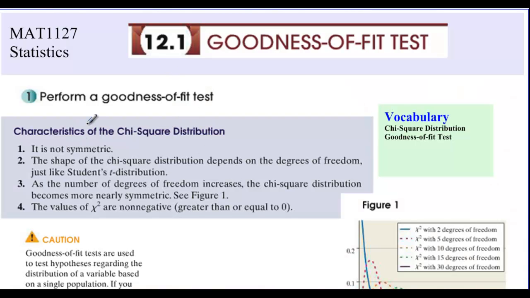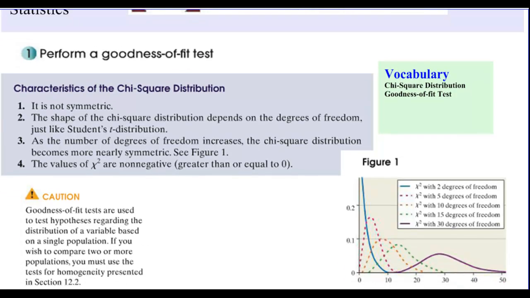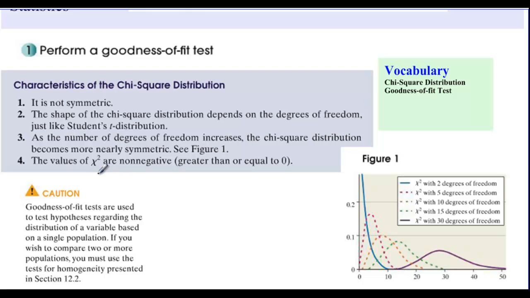So let's talk about some of the characteristics of the chi-square distribution. It's the chi-square distribution that we're going to be using for the goodness of fit test. The first thing to take note of is it's not symmetric. The shape of the chi-square distribution depends on the degrees of freedom, just like the student's t distribution. As the degrees of freedom increase, the chi-square distribution becomes more nearly symmetric, and the values of chi-squared are non-negative, greater than or equal to 0. But if you think about it, anytime you're squaring something, it's going to become positive.